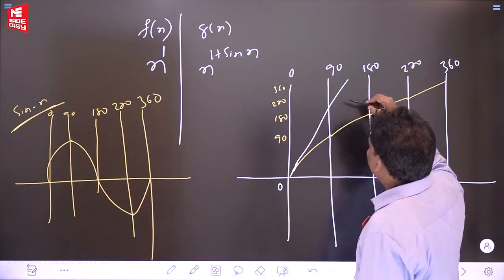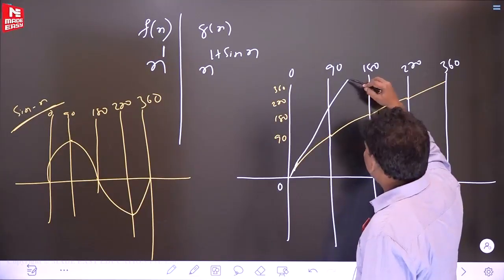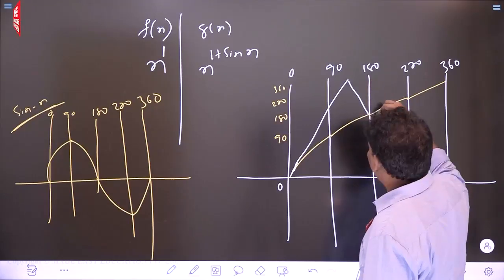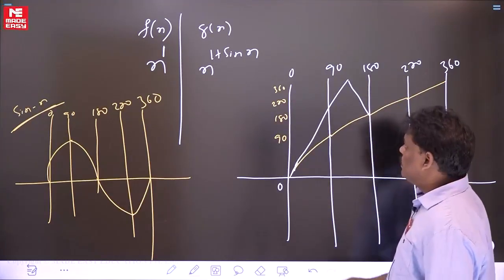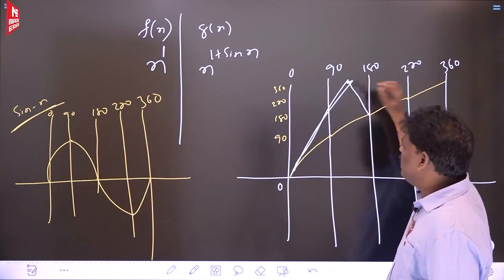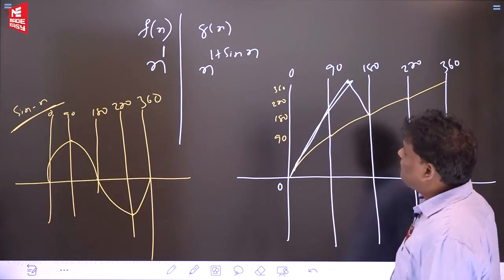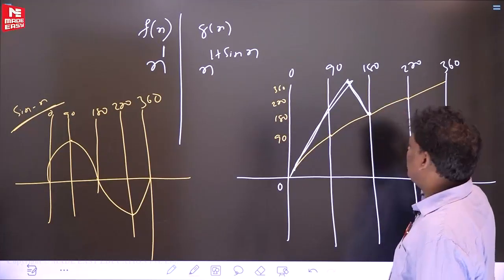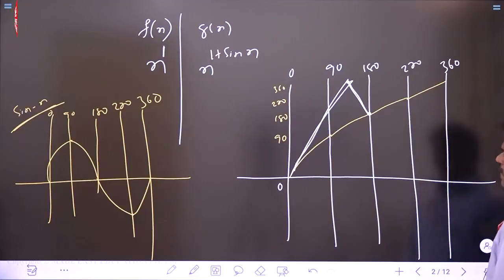At 180, what is the answer? It will become equal. At 90, it will become 90 squared, a very big value, right? At 180, it becomes 180. Both are equal. See this rough diagram. Next one.